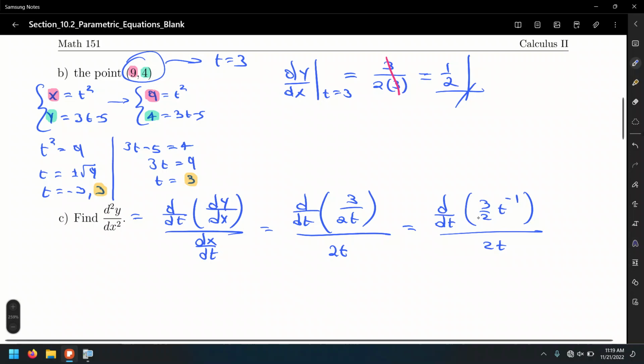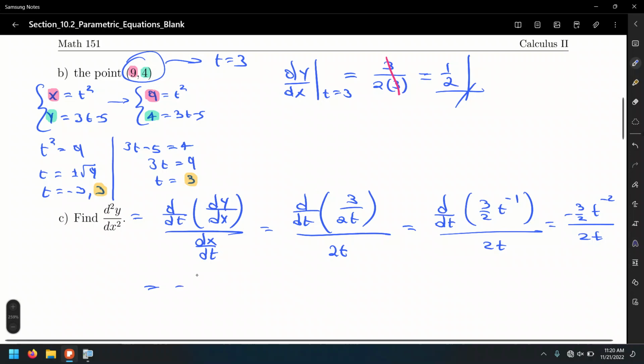Well, -3/2 t to the -2 over 2t. And well, there's a couple of things that you might want to do here. Well, number 1, have those negative exponents in the denominator as positive exponents to get a simpler result, and also this coefficient. But what about this coefficient?